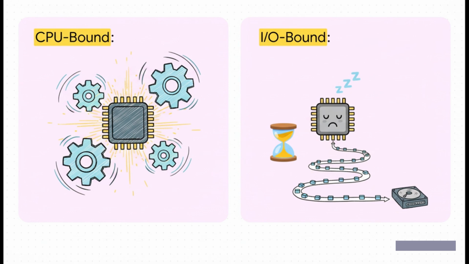See, a CPU-bound task is when your processor is working at full speed, just crunching numbers. But an I/O-bound task, well, that's when your super-fast processor is basically just sitting around, twiddling its thumbs, waiting for data to crawl in from a much slower part, like an old hard drive.